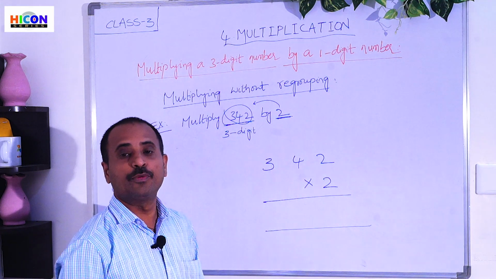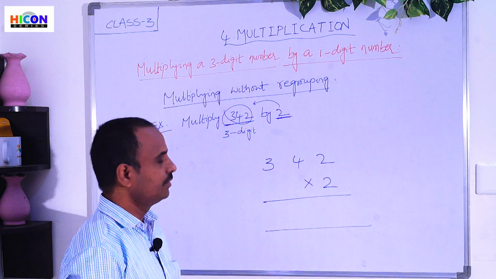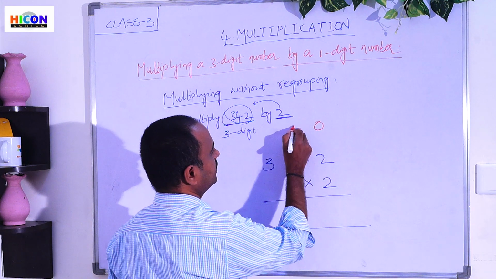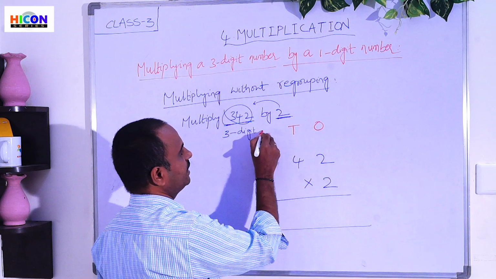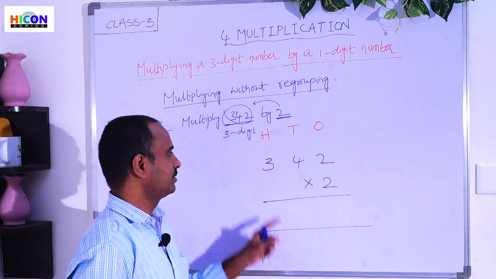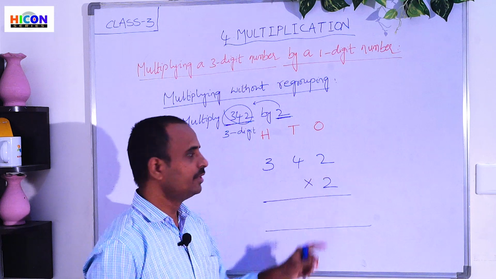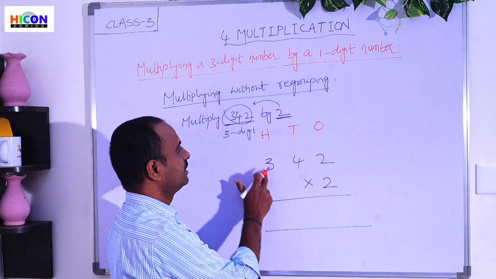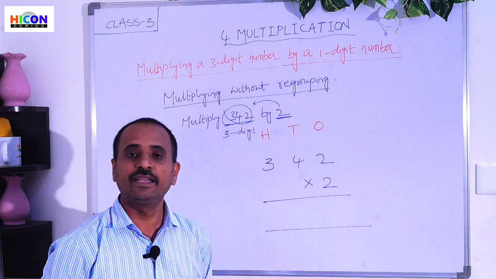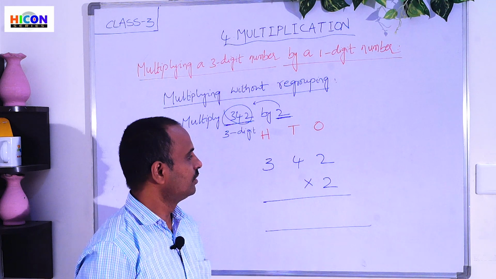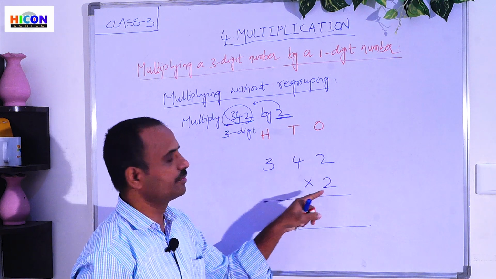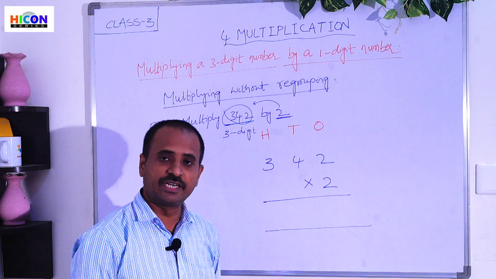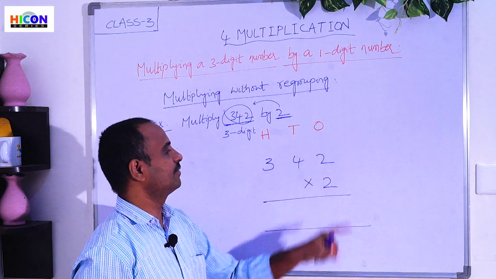And write the places first. So this is ones place, this is tens place, and 3 is present in hundreds place. In 342, 2 is in ones place, 4 is in tens place, 3 is in hundreds place. Now the 2 should be written under ones place. The number with which we have to multiply should be written under ones place.